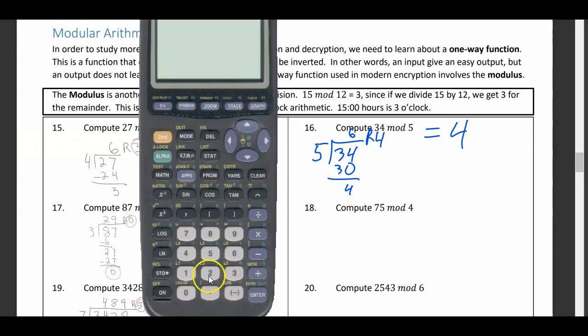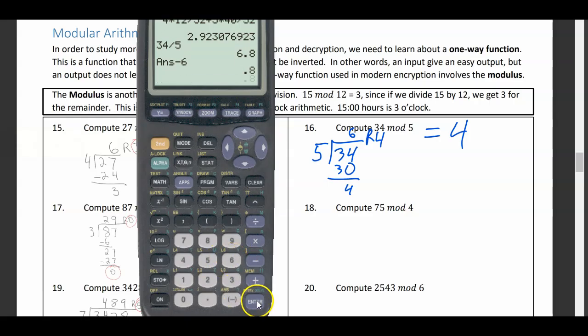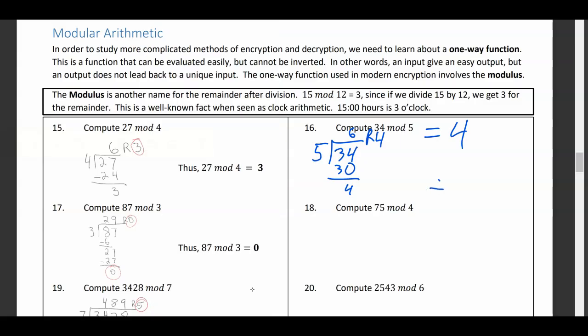And very quickly you realize that you can just use a calculator. 34 divided by 5. There's 6 here. We subtract that because we're only interested in the remainder. So we subtract the whole number part. And 0.8, if we multiply by 5 again, gives us our remainder. So we see that there's a calculator approach. It's divide, subtract, multiply.